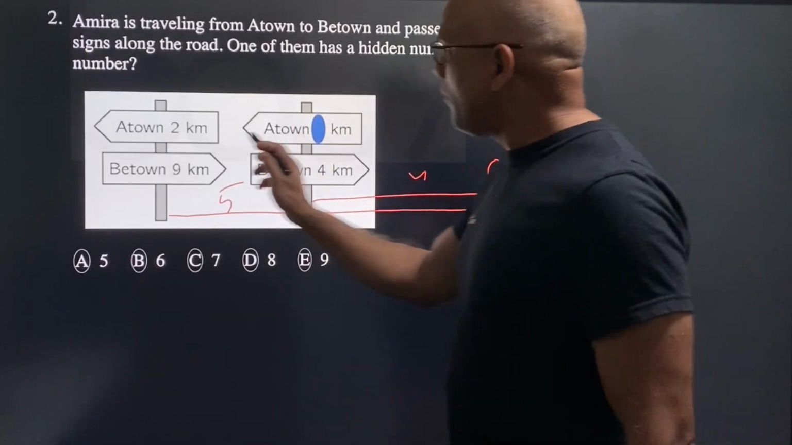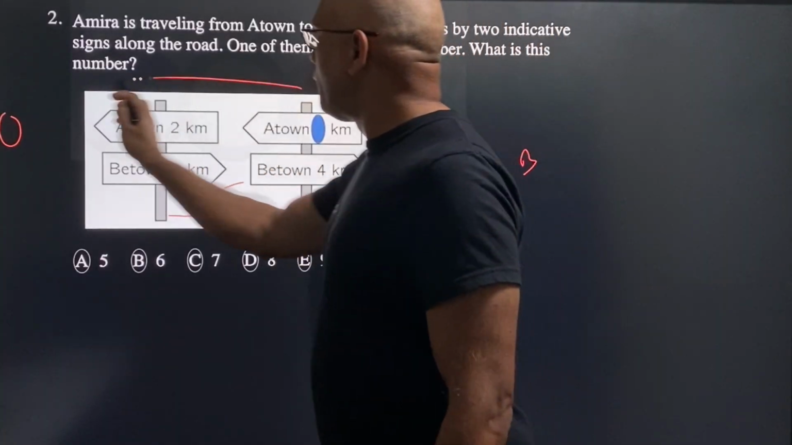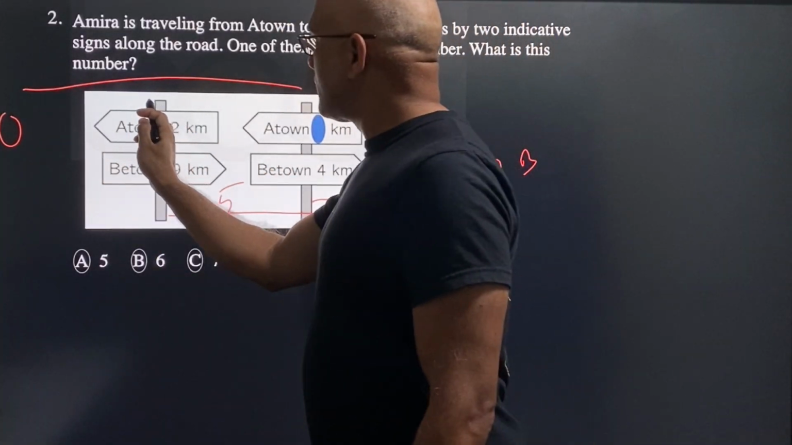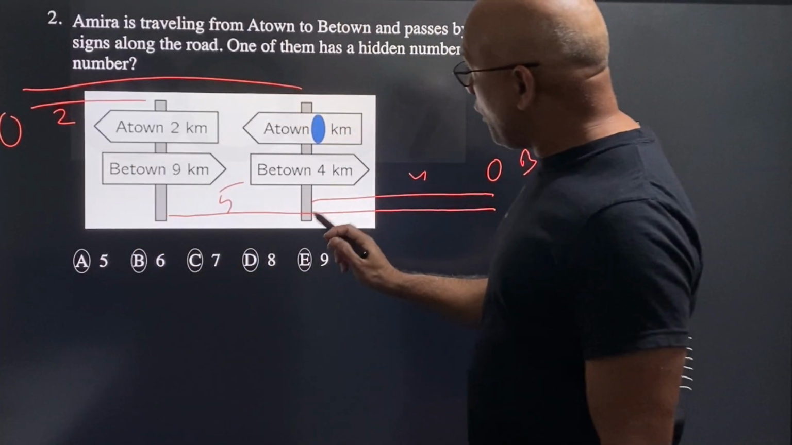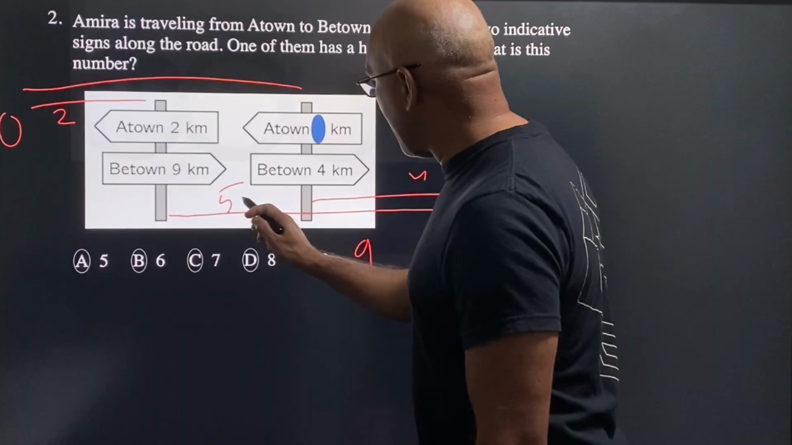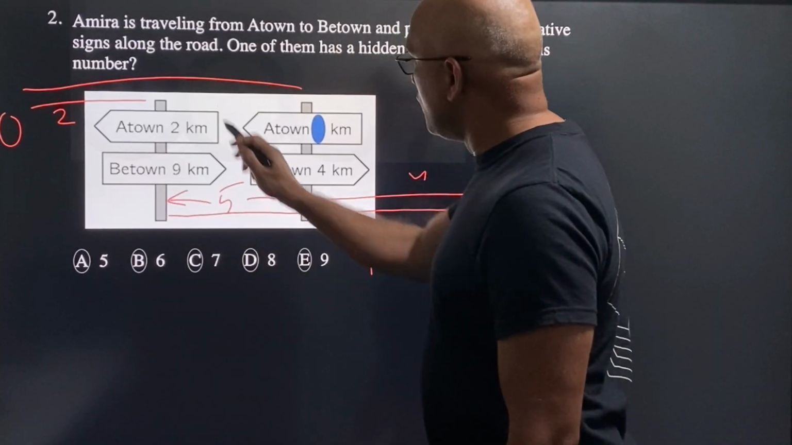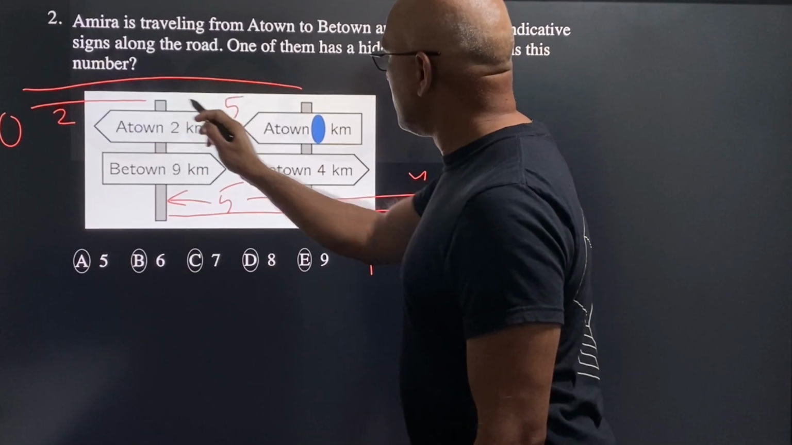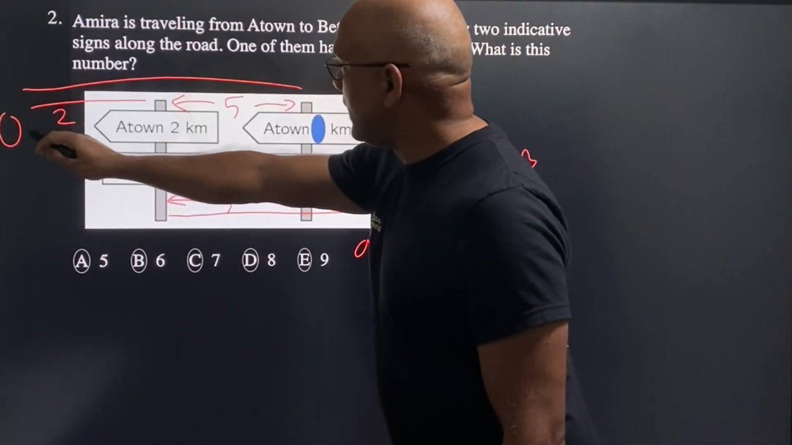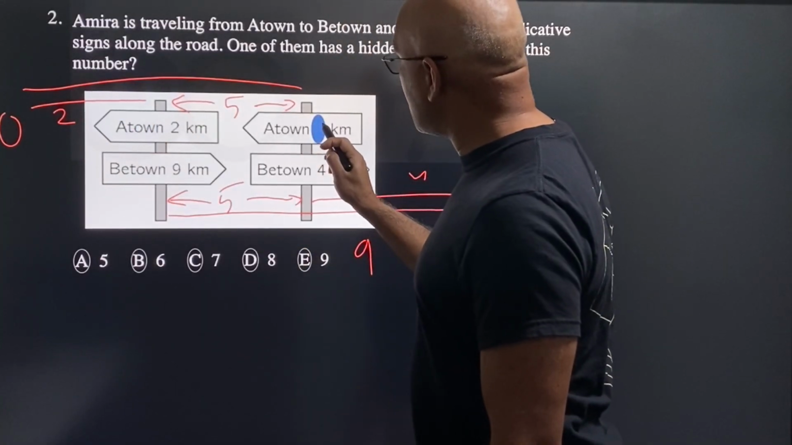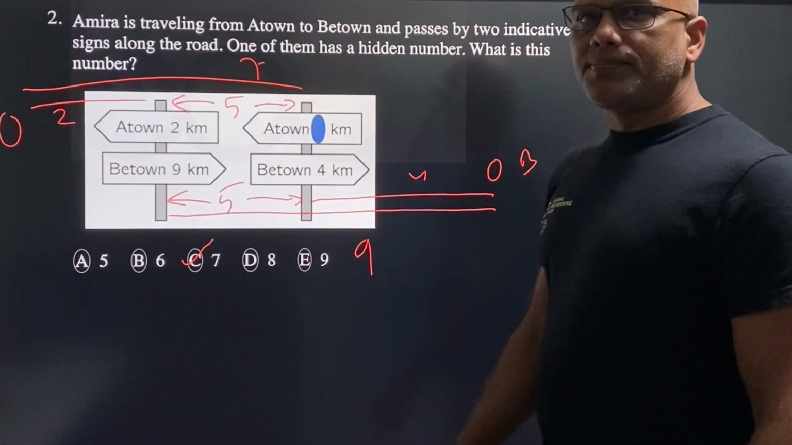Now Atown is this way, let's say somewhere here. From here, I need to find this distance, but I know that this is 2. I also know that this distance is 5, so 5 is between these two signs, right? So this has to be 5 too. So 5 plus 2 is 7. So it has to be 7 kilometers from here. So this has to be 7. C is the correct choice.